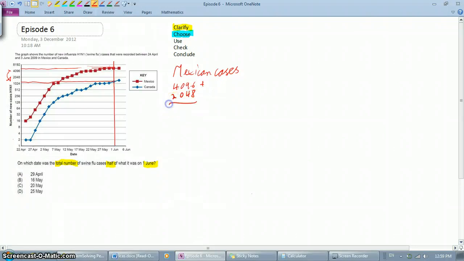2048, which is going to give me, important to do mental arithmetic, guys, so our brains are active and warmed up for what we're doing, rather than just spitting it into a calculator and seeing what we get out. So 6144 is the number of cases in Mexico. For Canada, we're going to do the same thing. I can't spell Canada. Canada.